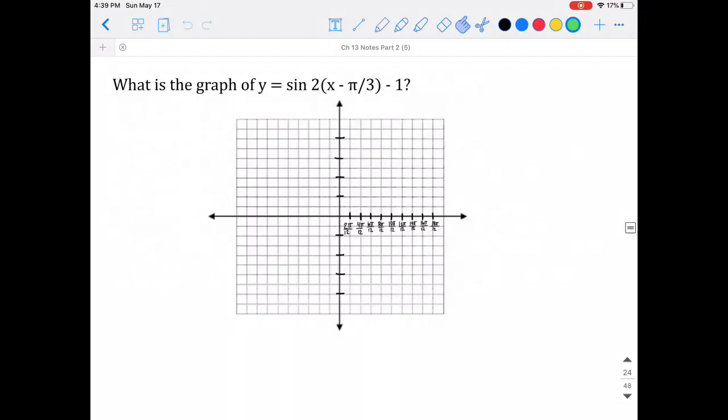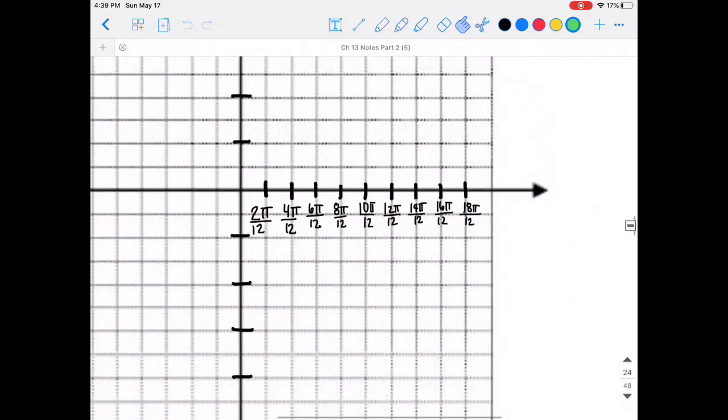So let's look at an example. What is the graph of y equals sine of 2 x minus pi over 3, minus 1? And you'll notice I have my x-axis labeled already. These points aren't going to make much sense because we haven't gone through the helpful hints yet, so don't worry about that too much.